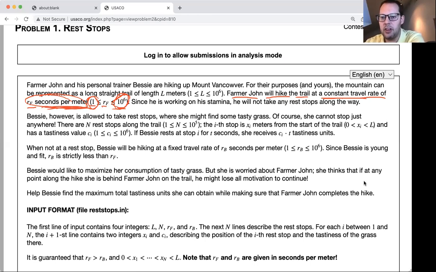Okay, since he is working on his stamina, he will not take any rest stops along the way. So John is not going to stop no matter what, and we are going to get some rate, RF, which is how many seconds it takes him to travel 1 meter. So for example, if RF was equal to 3, that means it takes him 3 seconds to travel a meter.